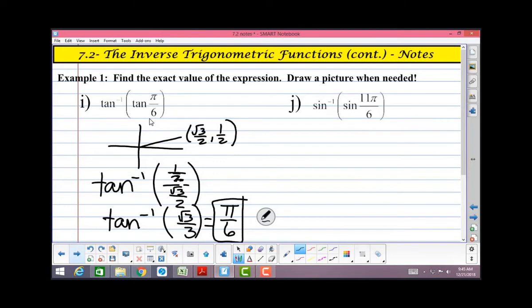If you understand that, you can just go straight to the answer. This next one though, 11 pi over 6, is not the first quadrant, so you do need to go through the steps. So 11 pi over 6, that's in the fourth quadrant.